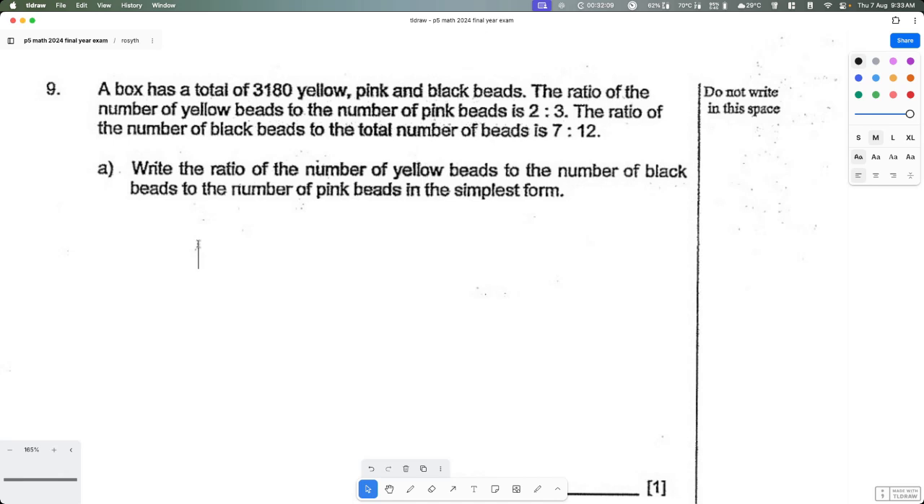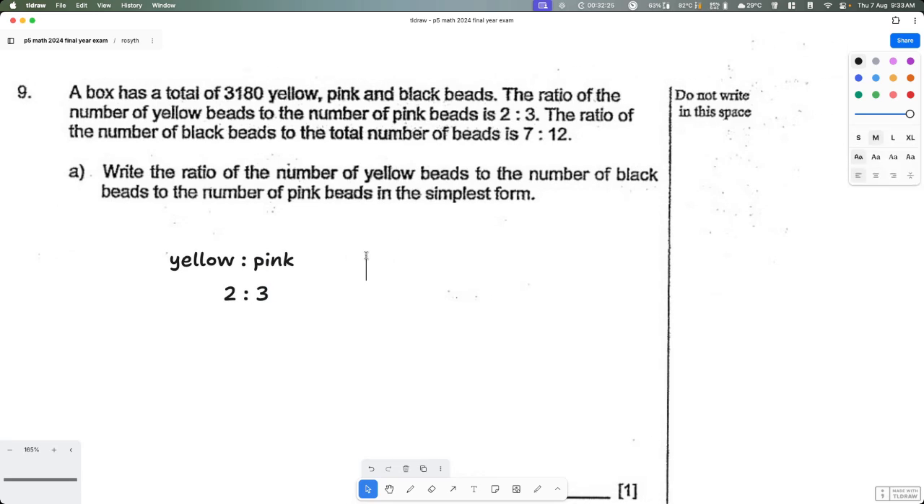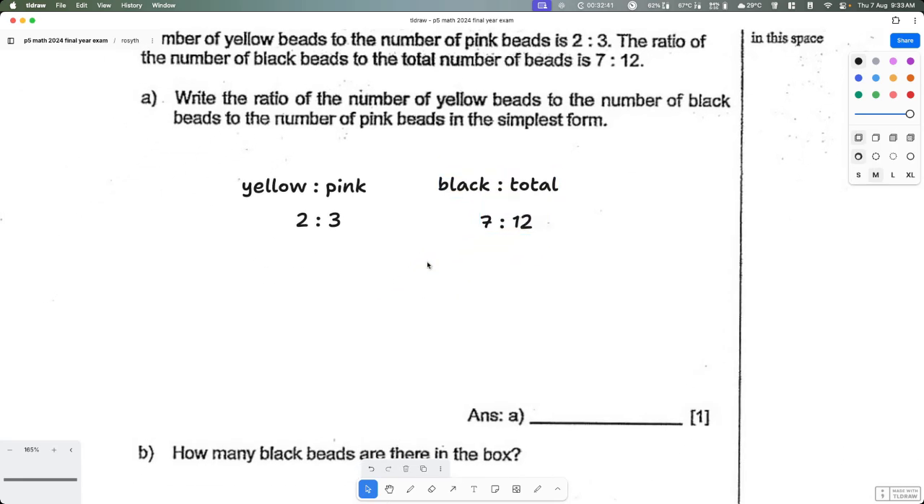Okay, so what we're going to do is put the ratio for yellow and then pink, like this. So 2 is to 3, something like this. The ratio of the number of black beads to the total is 7 is to 12. Okay, I just want to write it down so it's easier for me to see. Black and then total is equal to, in this case, 7 is to 12. From here, luckily everything looks normal. So total is equal to 12 units, and black is equal to 7 units.